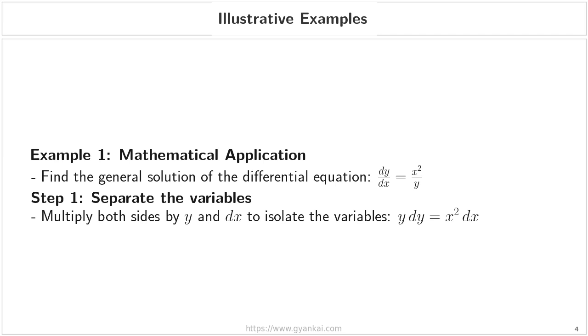Let's begin with step 1, which is algebraic separation. Looking back at our procedure, we need to move all the y terms to the left and all the x terms to the right. To do this, we multiply both sides of the equation by y and by dx. This successfully isolates our variables, leaving us with y dy equals x squared dx.